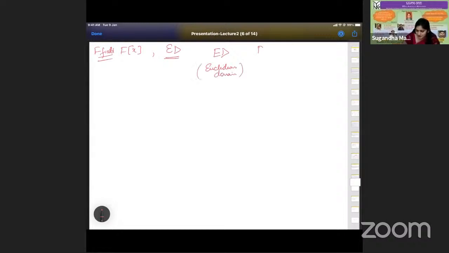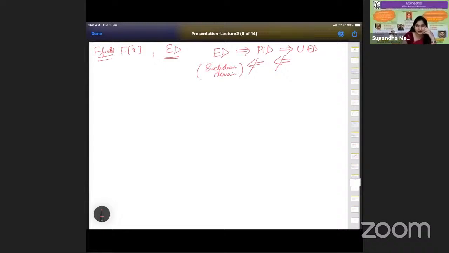Then you have this PID, right? You have this UFD, which I talked about in the first few initial slides also. And so these are the implications that we have. If something is an ED, it has to be a PID, and if something is a PID, it has to be a UFD. But the converses are not true in general. A UFD need not be a PID, a PID need not be an ED, and please look into counterexamples for sure.